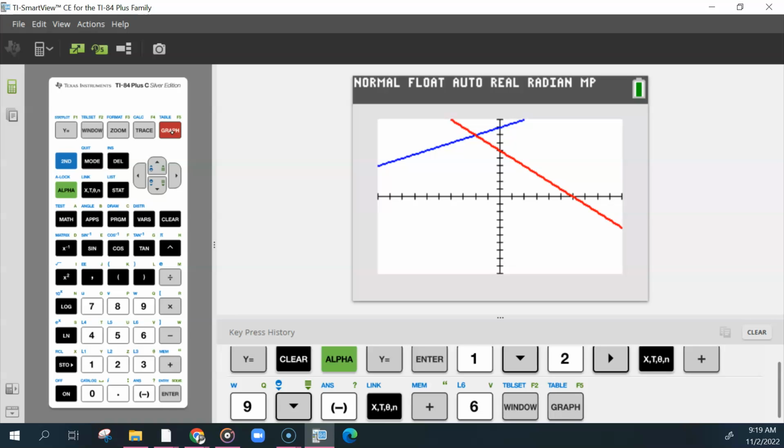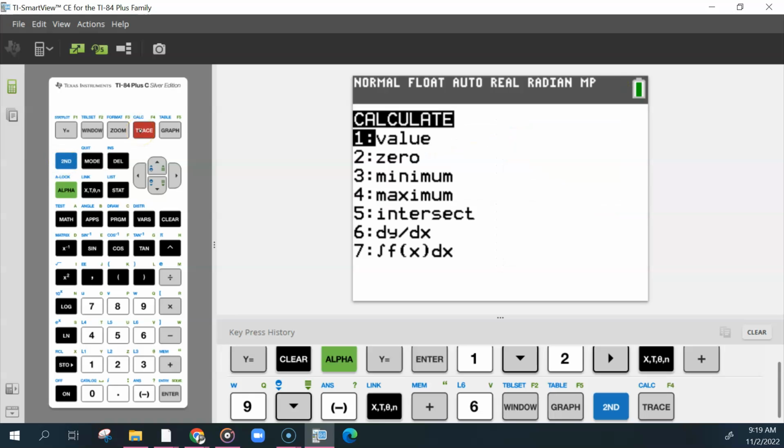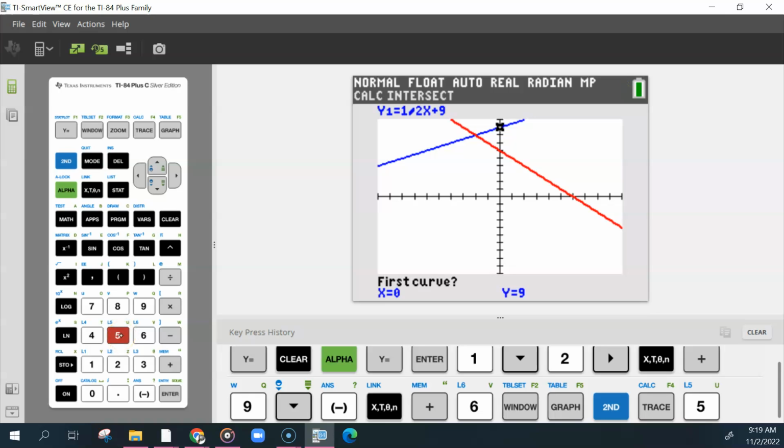So mine is in color so I can see it more clearly. You could count, but the calculator screen is so small, my eyesight is not the greatest sometimes, so I miscount. So instead of counting, you can make the calculator do the work for you. So we're going to go into second trace. And what do you think we're looking for? Intersect. So 5. And then it'll say first curve. That just means your first line. It should fall on one of the lines. If it does, hit enter.